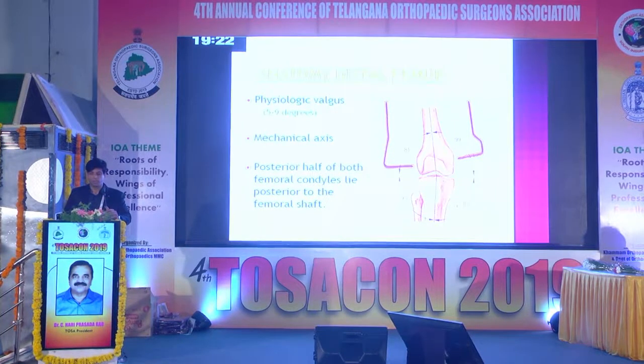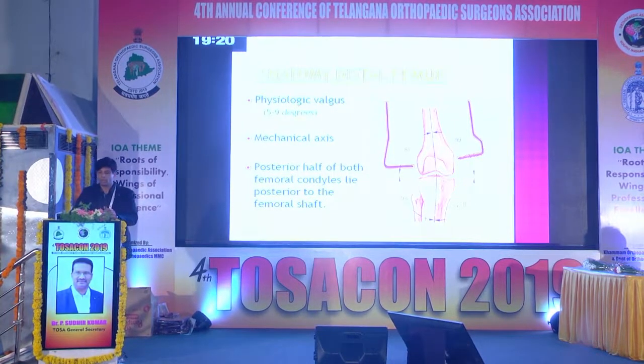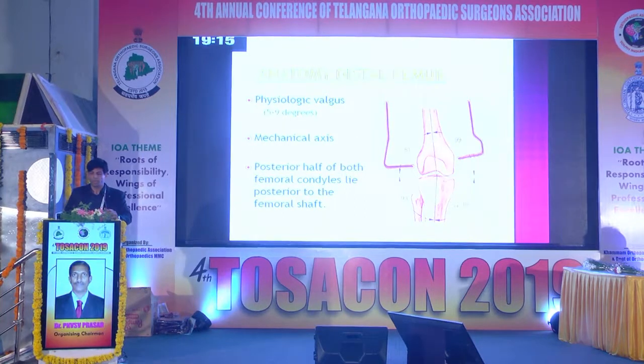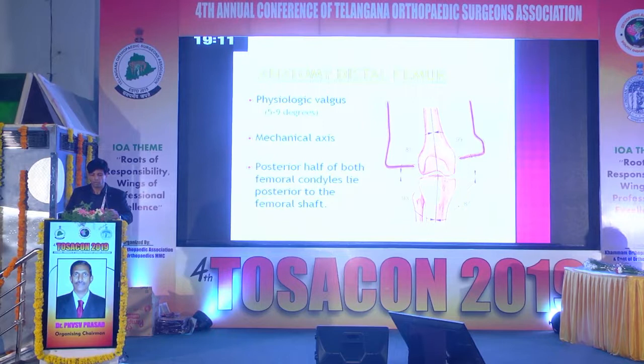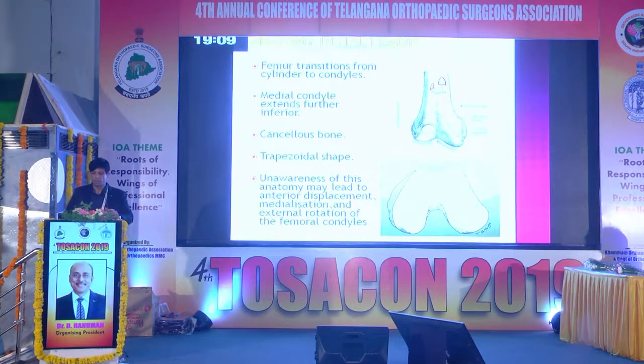We need to understand the anatomy of the distal femur. It has a valgus of 5 to 9 degrees. The weight bearing axis runs from the head of the femur to the center of the talus. The posterior half of the condyles lie posterior to the femoral shaft. The femur transitions from cylinder to condyles, and the medial condyle extends inferiorly, as you can see here, which is very important. I will be coming back to it in the coming slides.